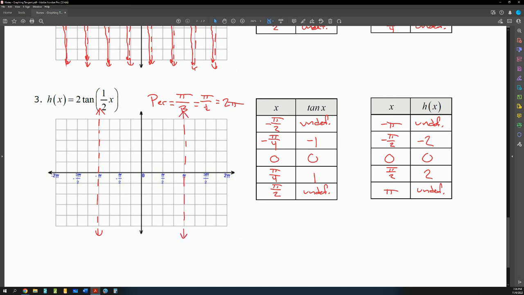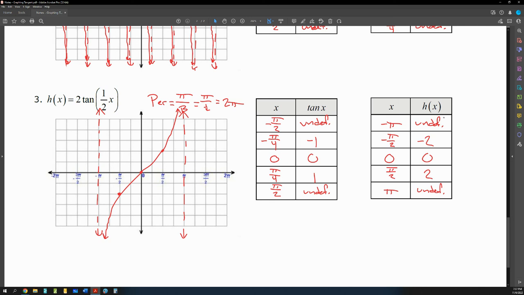So we've got a really wide graph. This is that horizontal stretch. At negative pi halves, we have negative 2. We have our origin, 0, 0, and pi halves, 2. Okay, I'm going to go ahead and sketch this graph here. Remember, it's kind of curved. Try not to have straight lines. It is curved. And then let's go ahead and draw that repeated motion again.